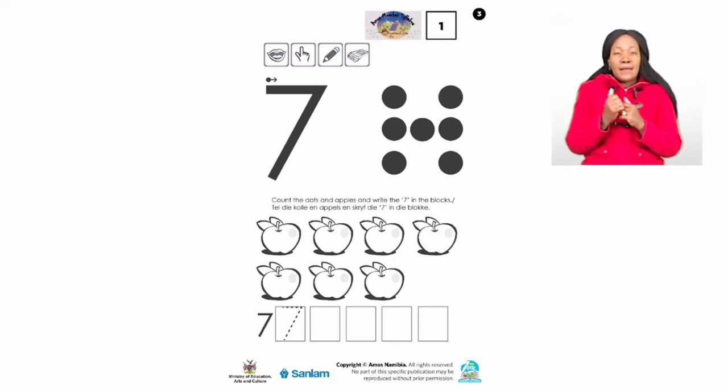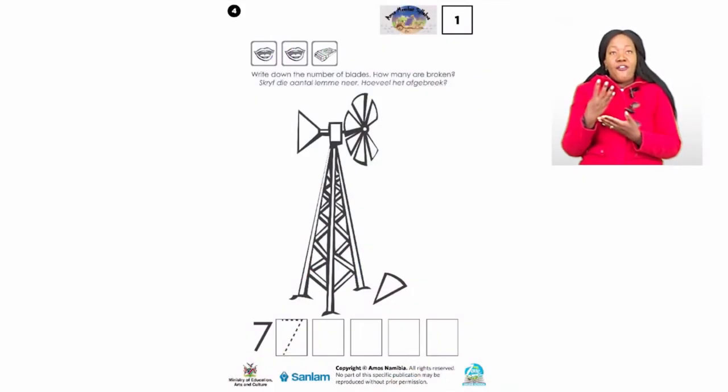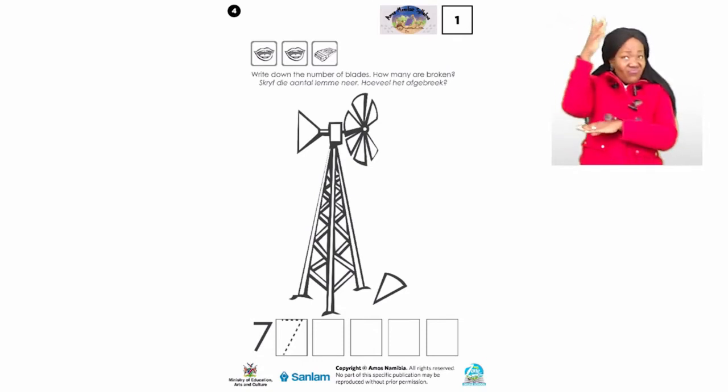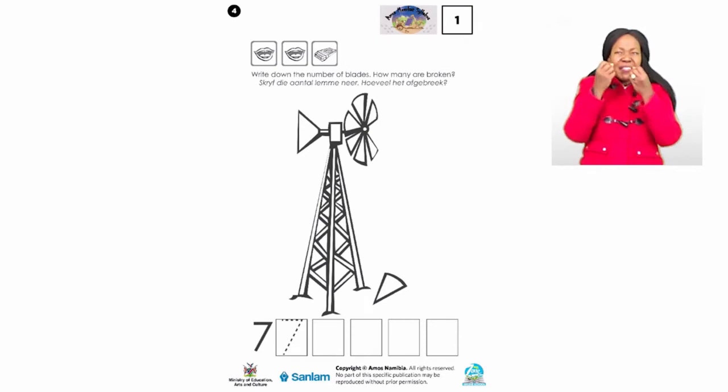Now we need to turn over. When we are done, let's turn over to page 4. On page 4, we can see there is a windmill on the farm. This windmill has some blades. But unfortunately, something terrible happened to this windmill because it's an old windmill on the farm. One of the blades has fallen down, it's broken.